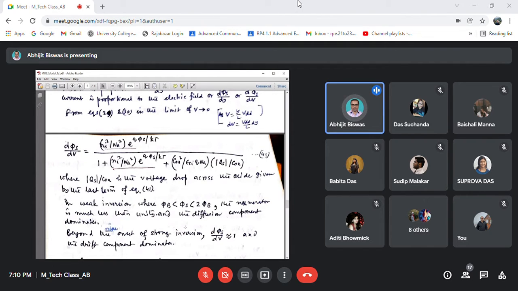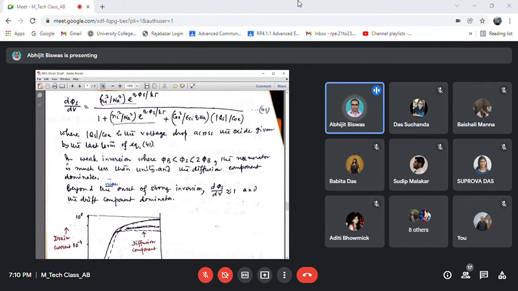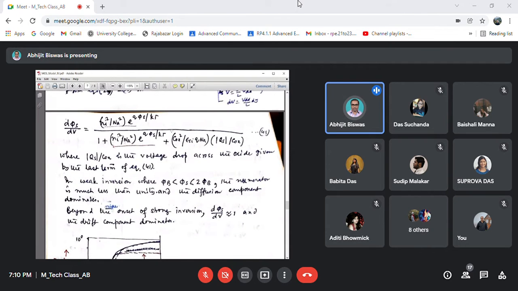So if we consider weak inversion region where the surface potential phi s is in between phi b and 2 phi b, this numerator is much less than unity. Therefore, electric field is very low because electric field is proportional to d phi s/dV. Therefore, electric field is very low, and we can say that drift component of current will be very less as compared to diffusion component of current. Therefore, in the weak inversion region, or you can say the subthreshold region, the current is mainly dominated by diffusion component of current. So is it clear?